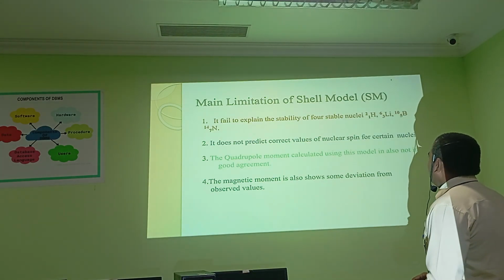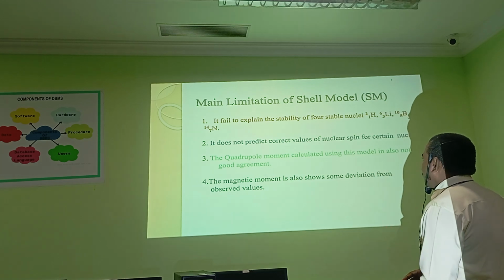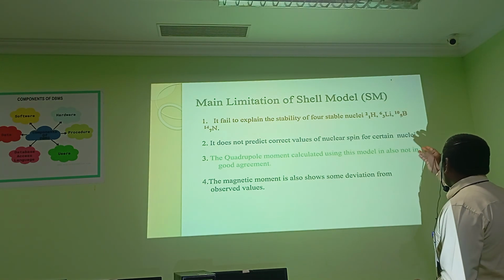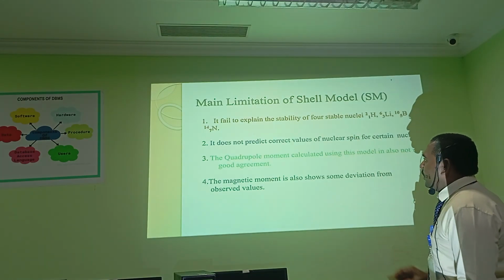The main limitation of the shell model is that it fails to explain the stability of certain stable nuclei, for example hydrogen, lithium, bismuth, and the neutron.